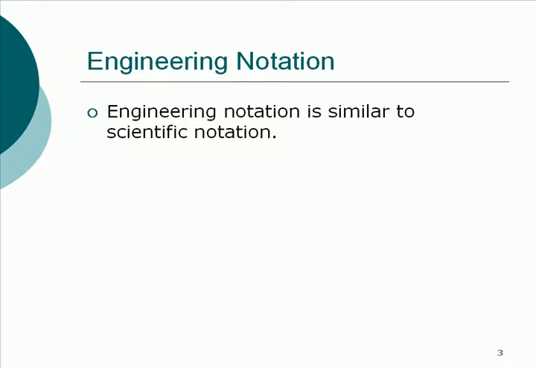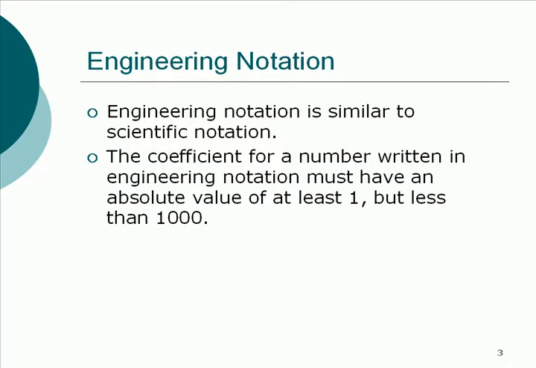Engineering notation is almost exactly the same as scientific notation. There's two minor differences. The first difference is that our coefficient is no longer restricted to be between 1 and 10 anymore. Now it's allowed to be between 1 and 1,000. Scientific notation, as you did with your homework, the coefficient always has to be greater than 1 but less than 10. And now we've opened that window up so it can be between 1 and 1,000.